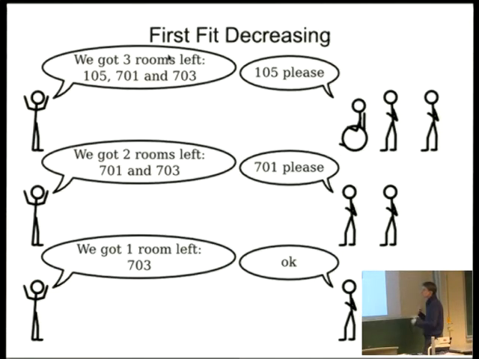First fit decreasing is an improvement upon that. What you're basically going to do is you're going to say, okay, we want to place the queens which are more difficult to place first. In course scheduling, the courses which are more difficult to place, which are more likely to hinder the constraints and so forth, we're going to place them first. So we're going to order them. So in this case, you're going to order the person which you want to give priority to first.